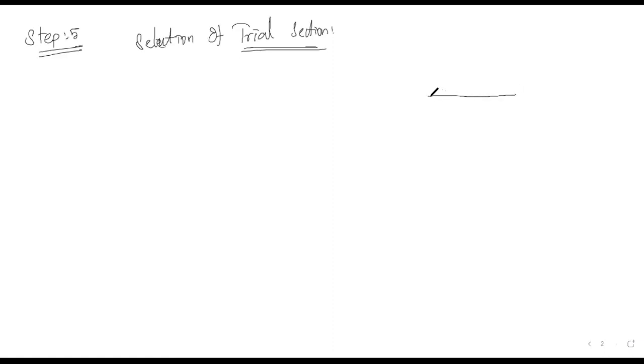So next, what we are going to do? We are going to choose the trial section, the selection of trial section. Our gantry girder has two components. One is the I section, that is the beam section. I already said that we need a channel section. This channel section is going to act like a platform for the rails.